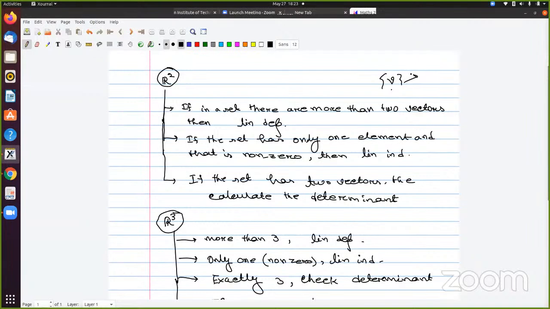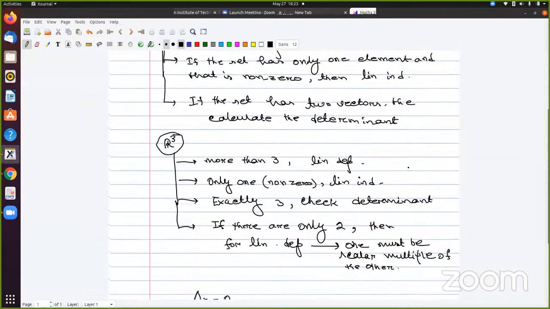And more than two vectors means that is also linearly dependent, either in case of R3 or in case of R2, both cases. No, in case of R2, if there are more than two vectors, then only it is linearly dependent. In case of R3, it has to be more than three. Right. So in week 4, when you come to basis, that is basically the reasoning for that. Okay. I will explain that today.